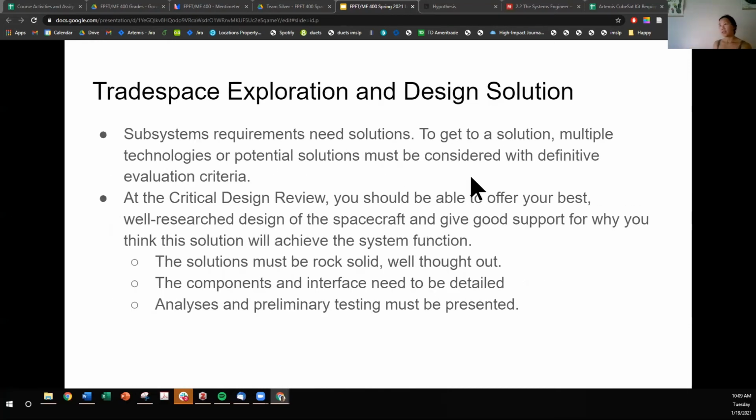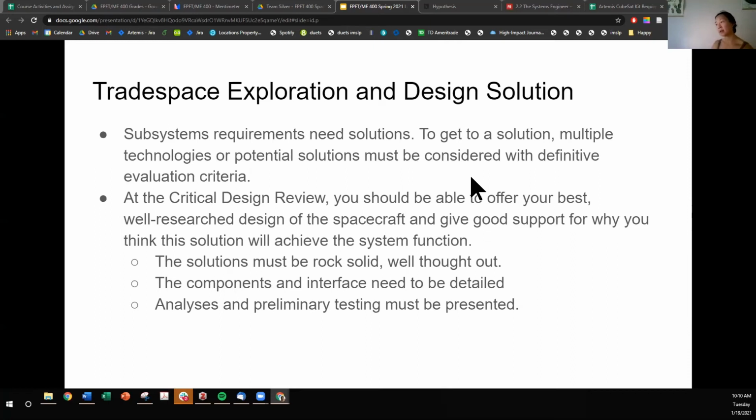The next phase, tradespace exploration and design solution. Subsystem requirements need solutions. To get a solution, you will investigate multiple technologies or potential solutions that must be considered with definitive evaluation criteria. So that's what I was just talking about. The evaluation criteria must be explicit. You use those evaluation criteria to drive the searches for potential solutions.